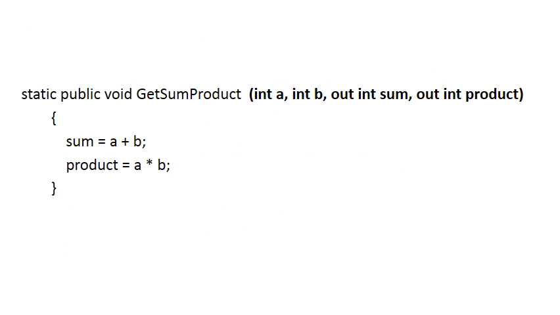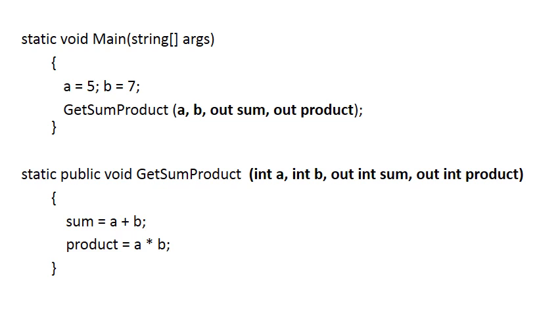The next little method I'm looking at is a method that takes in two integers, a and b, and returns their sum and their product. So the first two parameters are default, and the third and the fourth are out parameters. I'm just focusing on the syntax of where you call the method and where the method is declared regarding parameters.